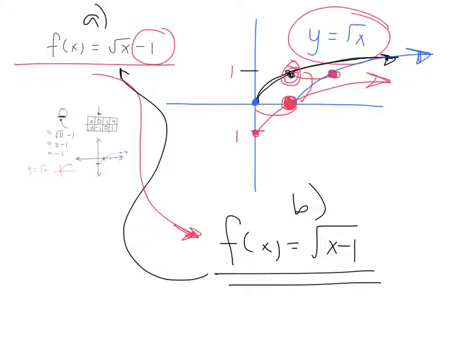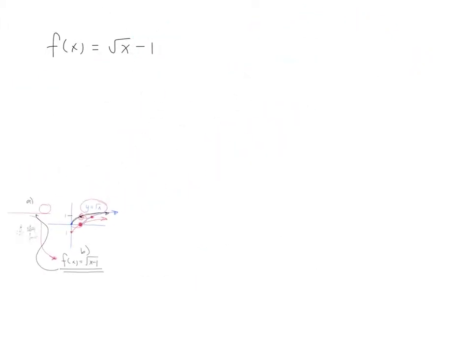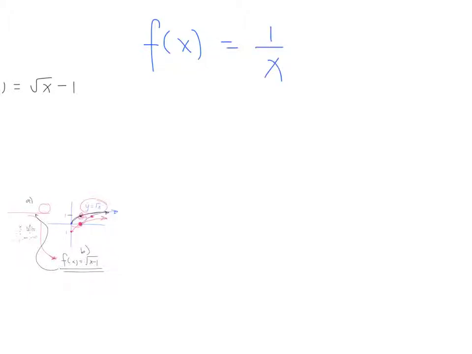Now, another case, I noticed that you're not sure. So let's have a new function. Suppose I want to graph 1 over x. What's the basic graph of 1 over x? It's the mirror thing.